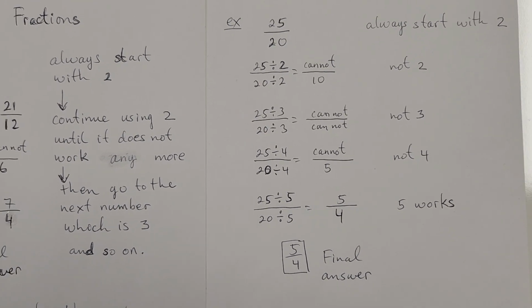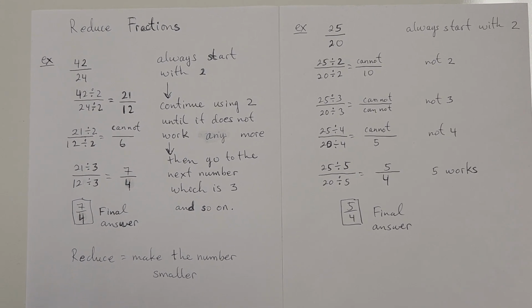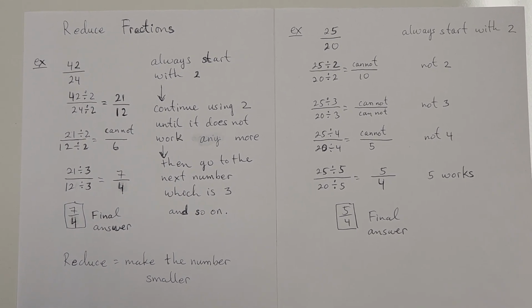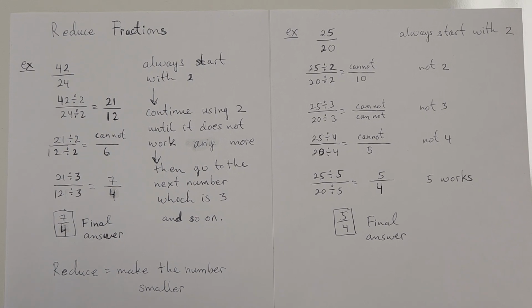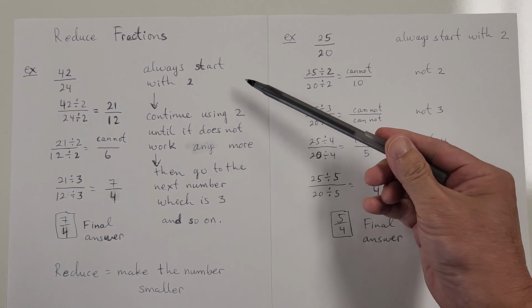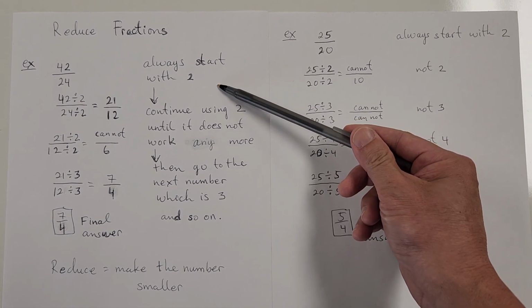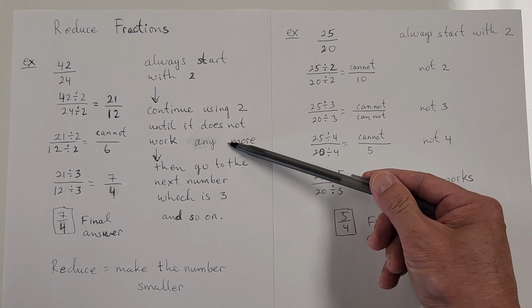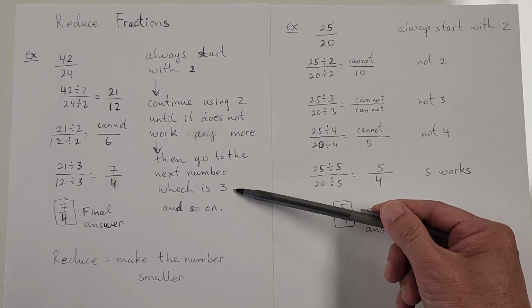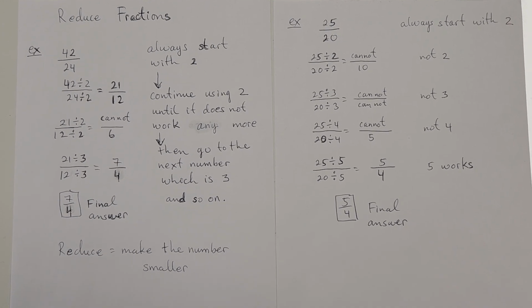Okay, so this is how you would reduce all fractions. Again, start with 2. Continue using 2 until it is no longer usable. Then use 3, and then go to 4, and then go to 5 until it is completely reduced.